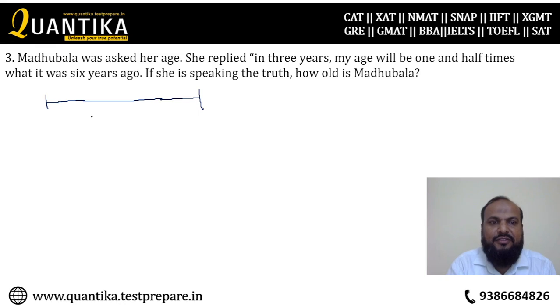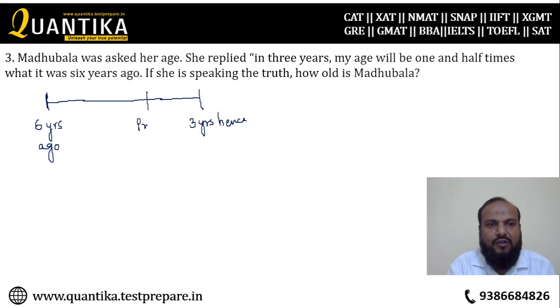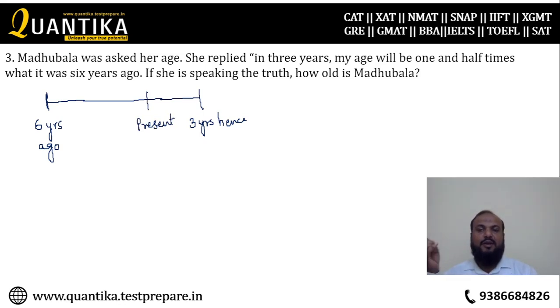One is 3 years hence, one is 6 years ago. This is 6 years ago, this is 3 years in future, that means 3 years hence, and somewhere here it must be the present age or the present case. So she replied that in 3 years my age will be 1.5 times of what it was 6 years ago.